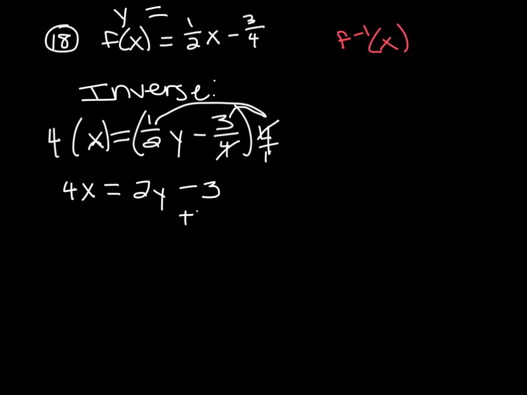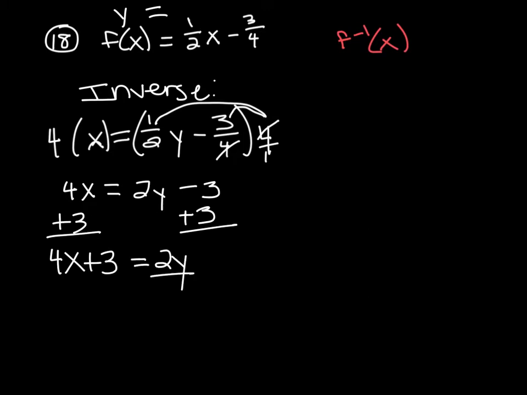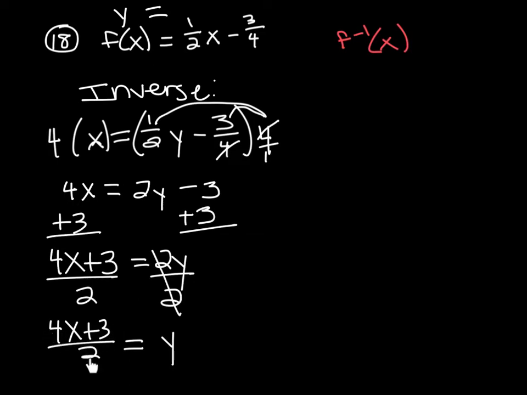Okay, so now to finish solving for y, I'm just going to add 3. So we'll have 4x plus 3 equals 2y, and then just divide both sides by 2. So we're left with y equals, you can leave it as 4x plus 3 over 2 if you want, or we can individually just divide these terms by 2. So since 4 divided by 2 is 2, this is going to become 2x.